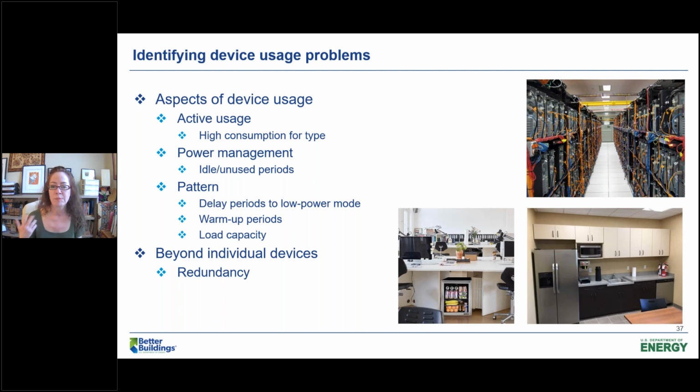For power management, you want to be thinking about things like, are there long periods where the device is idle, where it's unused, where we could be putting that into a low power mode. For pattern, it's a little bit harder. You can think about, if it's going into a low power mode, can I get it there more quickly with a shorter delay period? If it has warm-up periods, would it be possible to change the workflow around a little bit so there's one warm-up period and then more of the stuff happens right away, so it's not having to do it over and over? And then the load capacity that we just talked about earlier, if it's possible to hold off and only do full loads or full capacity, that might also save energy.